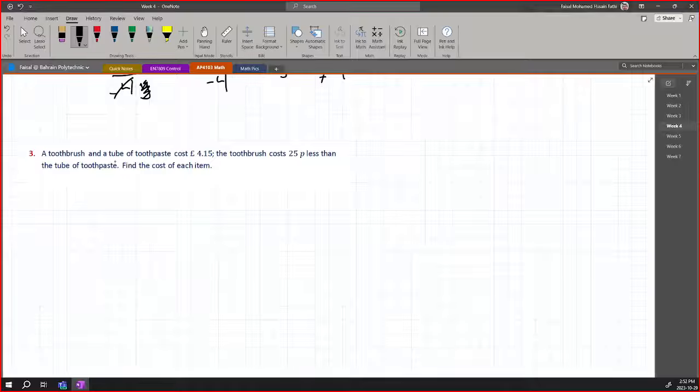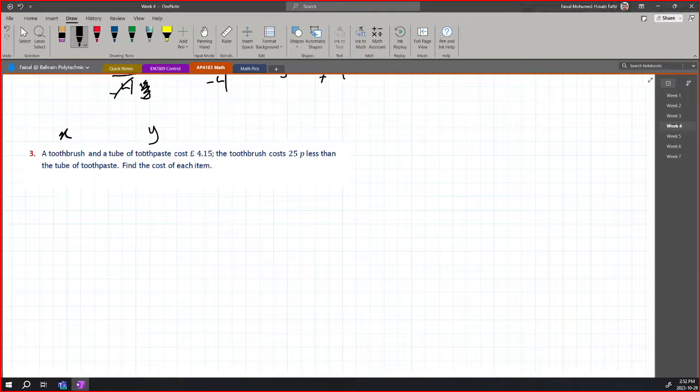A toothbrush and a tube of toothpaste cost $4.15. The toothbrush costs 25p less than a tube of toothpaste. Find the cost of each item. Okay. So let's call a toothbrush X, let's call a toothpaste Y.